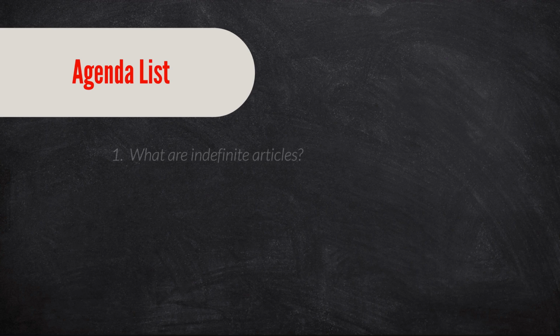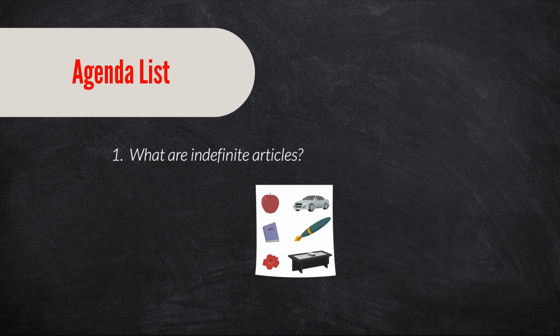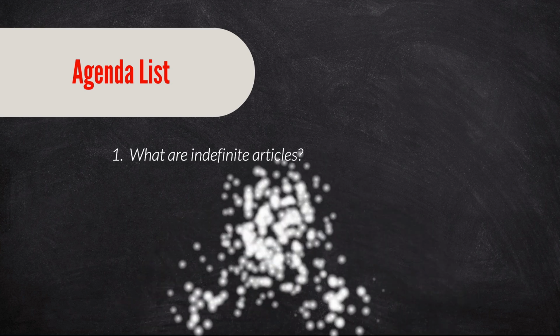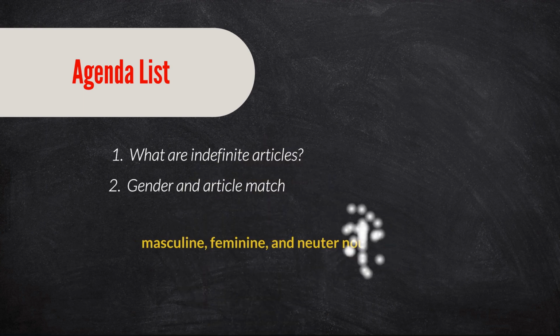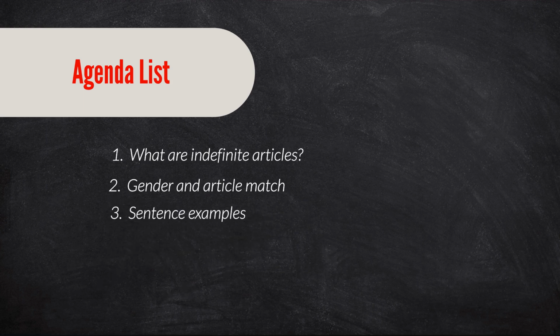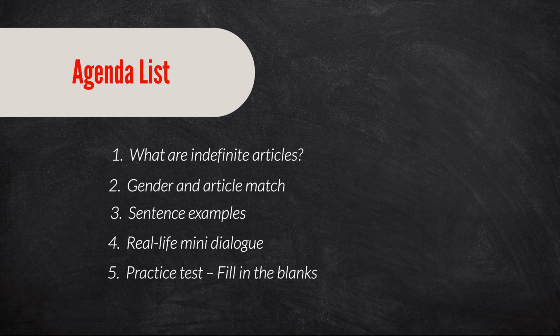In this lesson, we will learn how to use indefinite articles in German, that is, the words ein and eine. We will look at how they match with masculine, feminine, and neuter nouns. You will also see real-life sentence examples, a simple conversation, and a mini quiz at the end. By the end of this video, you will be able to use ein and eine correctly and confidently. So let us begin.